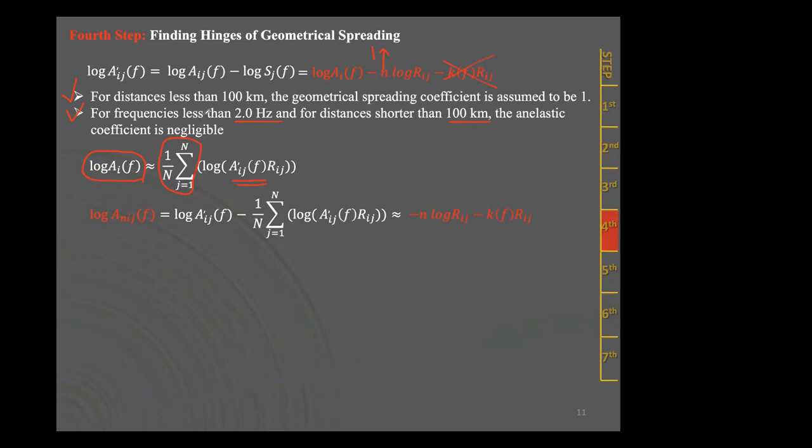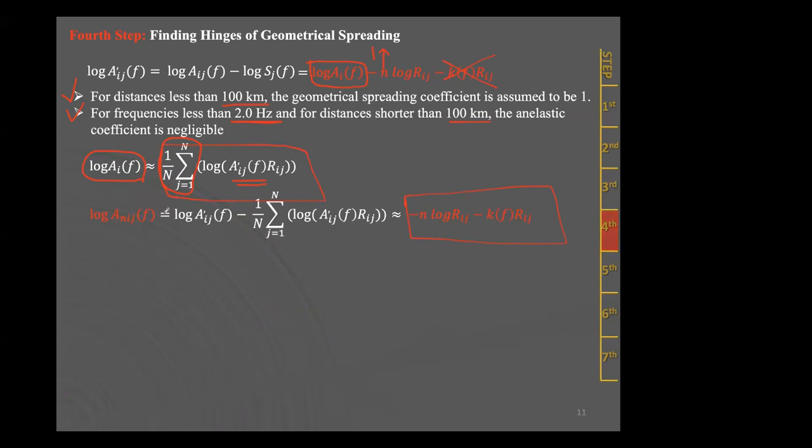Then for those records and earthquakes that satisfy these two conditions, I mean, their frequency is less than 2 hertz and their distance is shorter than 100 kilometers, we can estimate the source term here by taking this average. But this is not our final estimation of the source term. We will do it just to isolate the other contributing factors here, and we will later on estimate this one again.